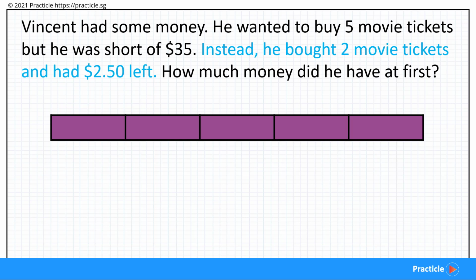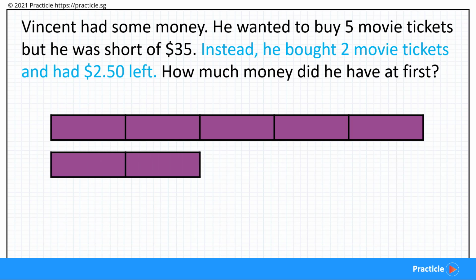So let's draw the model for the second situation. Let's think about what we know, okay? If Vincent bought 2 movie tickets, we know that he's going to be left with $2.50, correct? So if we were to draw the model to represent this, how would you draw it? We can draw 2 units, okay? And just like what we did earlier on, we are going to use each of these units to represent the cost of 1 movie ticket.